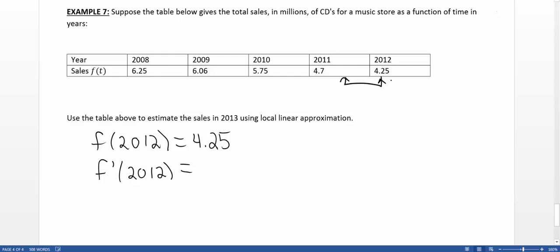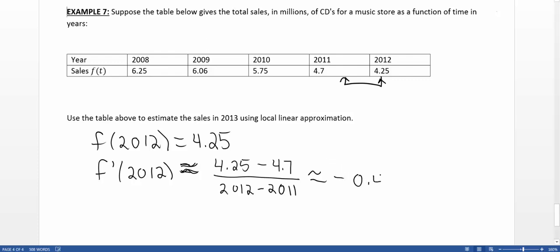So what I can do is I can do the average rate of change with the closest point to 2012 to give me an approximation for the derivative. So doing the average rate of change, I'll do the change in y over the change in x. So 4.25 minus 4.7 divided by 2012 minus 2011. So when I crunch that number in my calculator, I'm going to get negative 0.45. So now I have an approximation for the derivative.